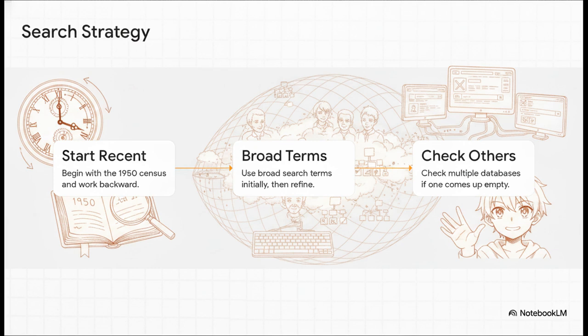Always start your research with the most recent available census, like the 1951, and work your way backward in time. At first, keep your search terms super broad to account for weird typos made by the original census taker. Once you get some hits, then you can refine by birth year or county. And a huge tip, never give up after one try. If Family Search comes up empty, check the National Archives. Different sites use different algorithms.